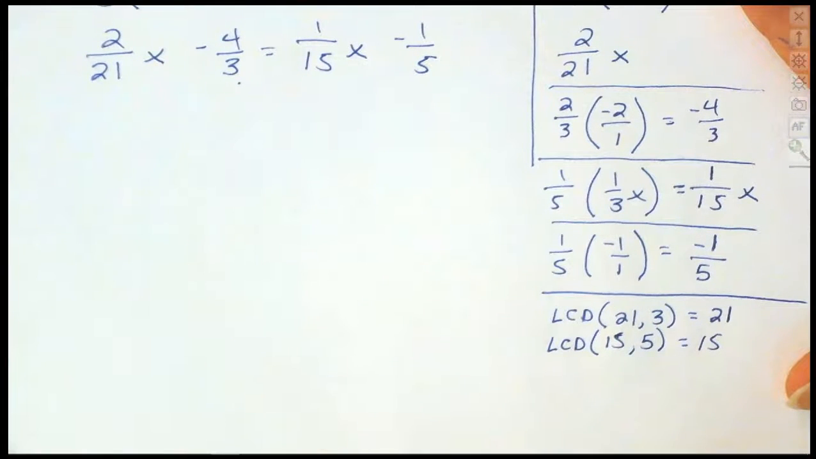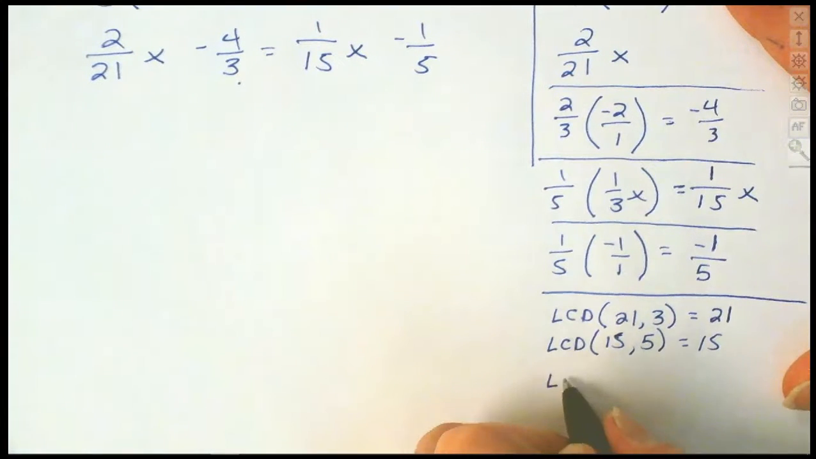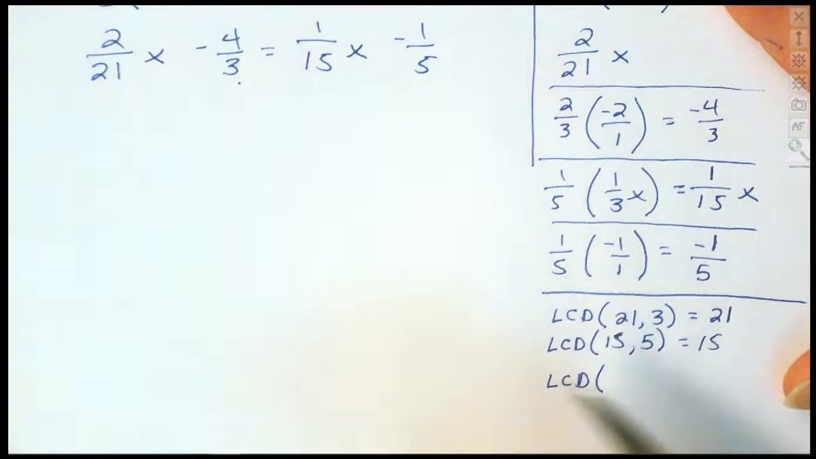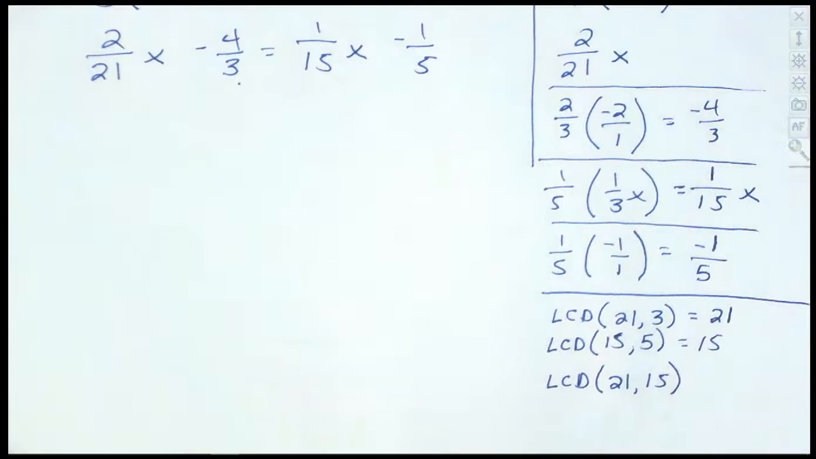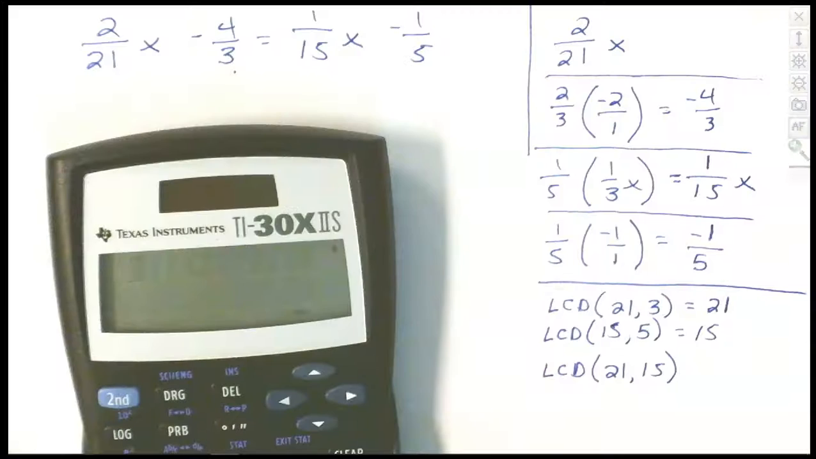Now we need to figure out the least common denominator of these two numbers, of 21 and 15. And how do we go about doing that? Those are our two largest numbers. Now, we want the smallest number that goes into both of them. So this is just trial and error. And what we do is we start with our larger number. Okay, what's our larger number here? Larger number is 21.